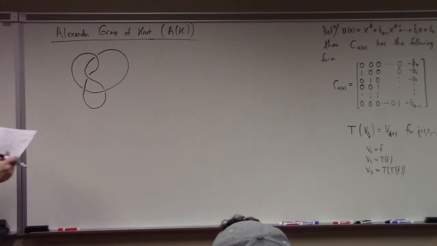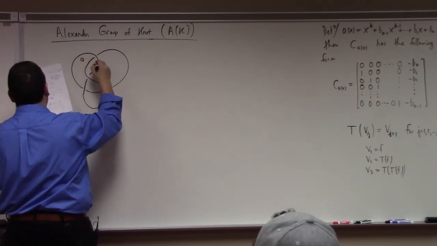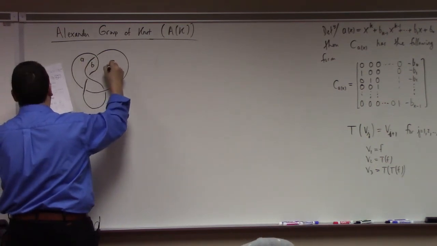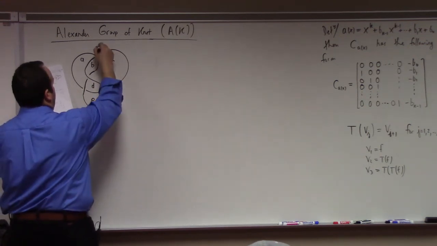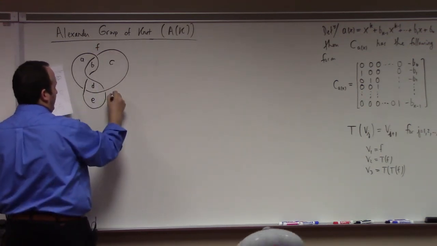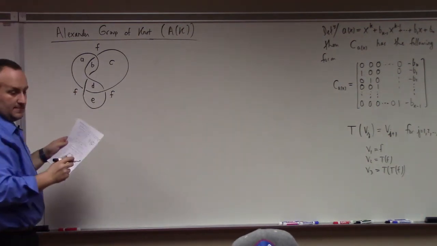All right. And so here it is. The way it works is very simple. We label each region, so like A, B, C, D, and E. And then there's outside, there's F. F is also here. F is also here. Okay, F is outside. All right?